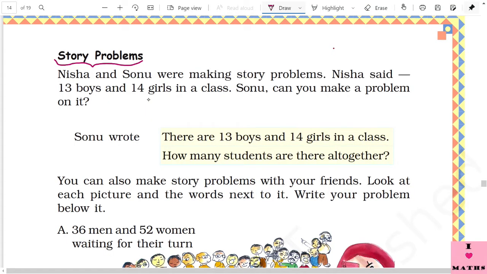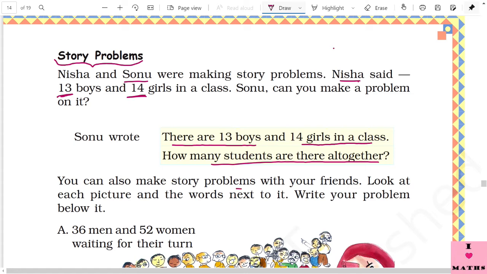Okay, let's start. Story problems. Nisha and Sonu were making story problems. Nisha said, 13 boys and 14 girls in a class. Sonu, can you make a problem on it? Sonu wrote, there are 13 boys and 14 girls in a class. How many students are there all together?